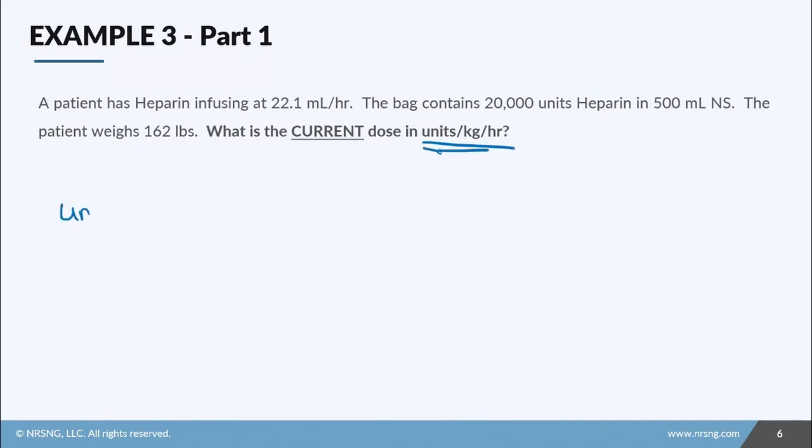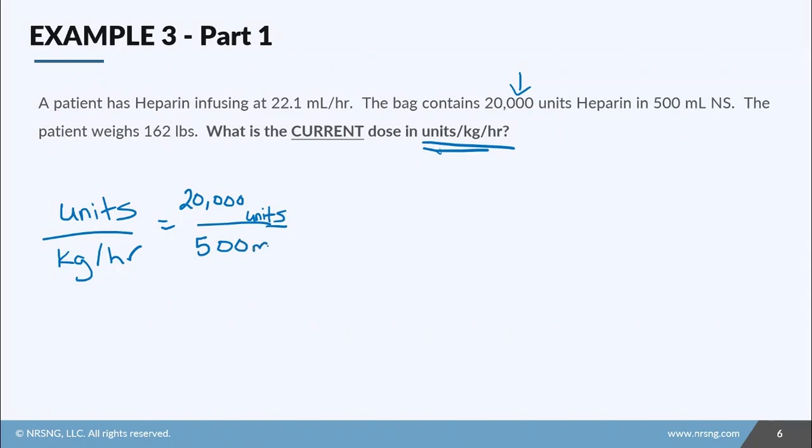So start with what you're looking for. Units per, double per, kilo per hour. Transfer your top units across. What do we know about units? 20,000. So 20,000 units is in 500 milliliters. Transfer your units across. What do we know about milliliters?